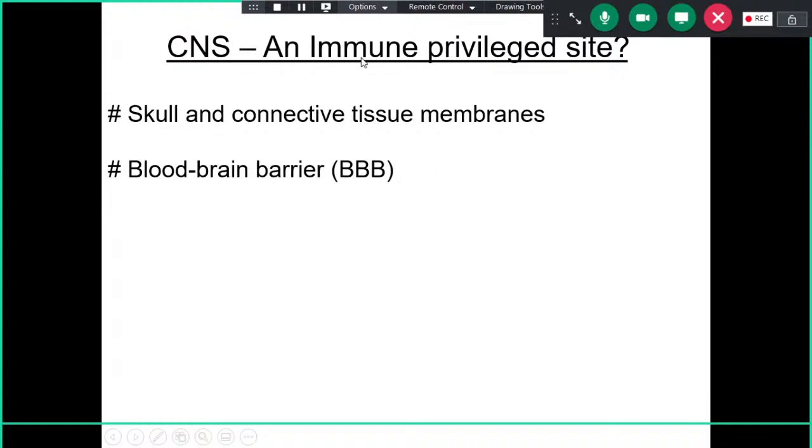But you have to understand that the brain is encased within the skull and connective tissue from outside, and from the inside it is separated from the vascular component by the blood-brain barrier. So these are the two important components that separate the CNS from the environment. One is the skull and connective tissue physically making the barrier, and from the inside, the blood-brain barrier itself will prevent any kind of fluid from going from the vascular component directly into the brain parenchyma.